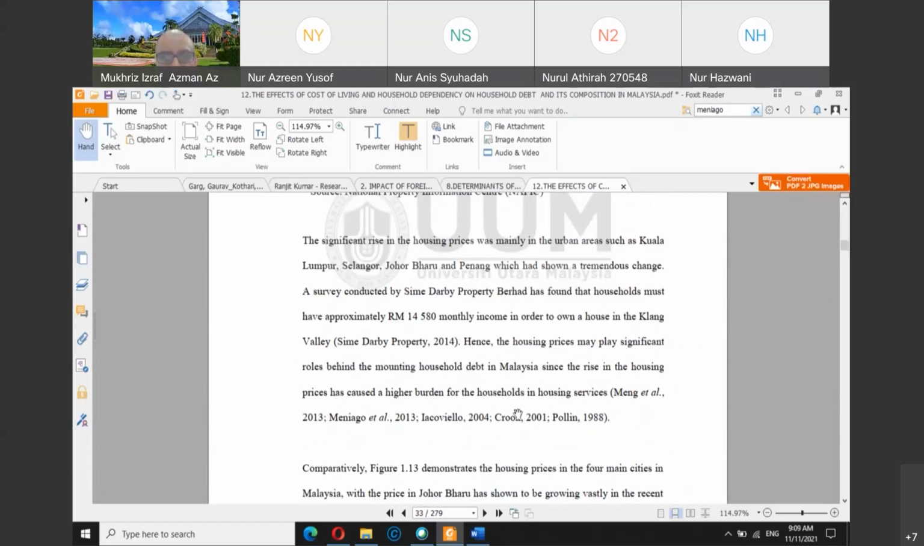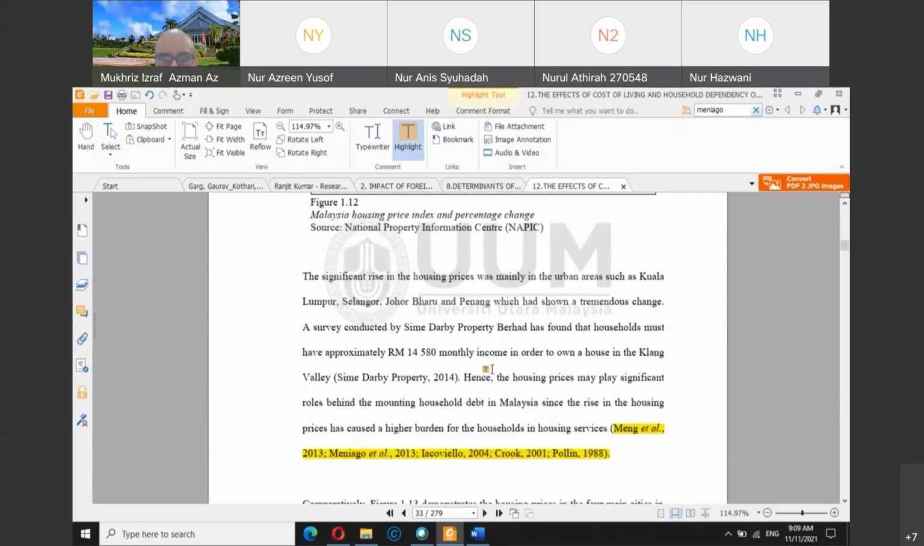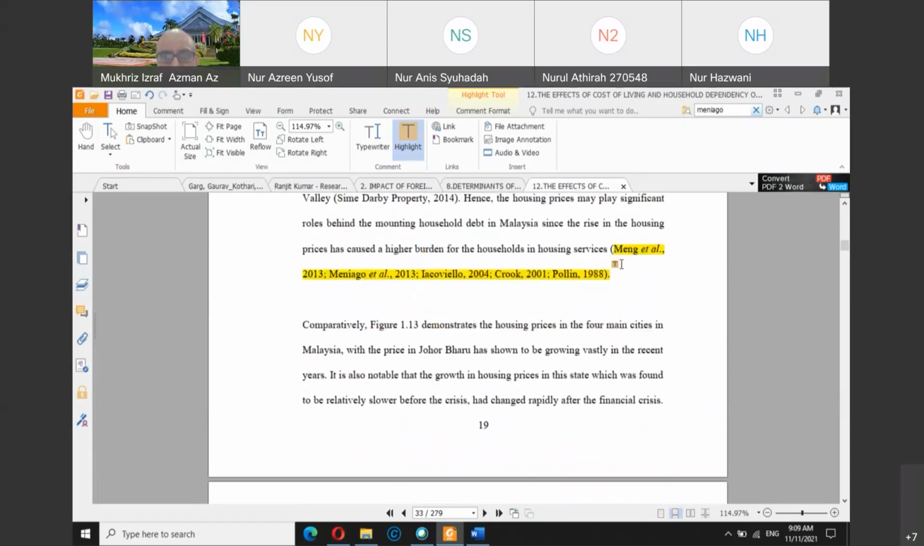But we don't really discuss too much, because discussion about this article will be focused more in chapter 2 in the literature review. But in the introduction you can mention a few articles, just to give more support, more evidence on your background of the study. But the discussion about what Meng et al. said, what Maniago et al. said, will be discussed more in detail in chapter 2.